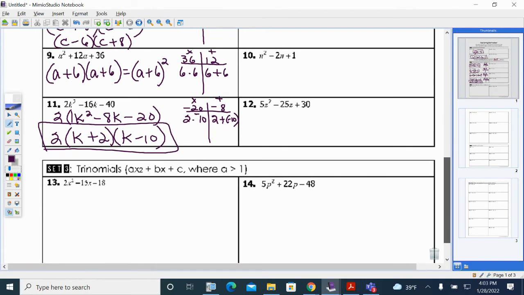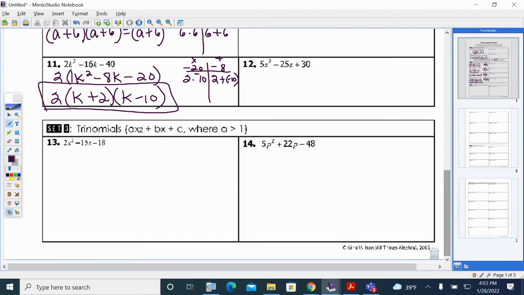All right, let's keep going. In the next set, we've got trinomials. We're going to be factoring a trinomial in the form ax squared plus bx plus c. But in this situation, the a is greater than 1. So our leading coefficient is not 1. On number 13, it says 2x squared minus 15x plus 18.